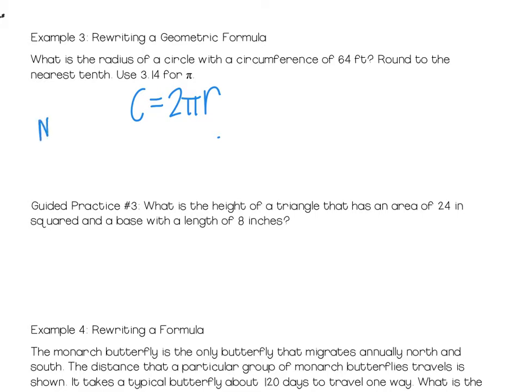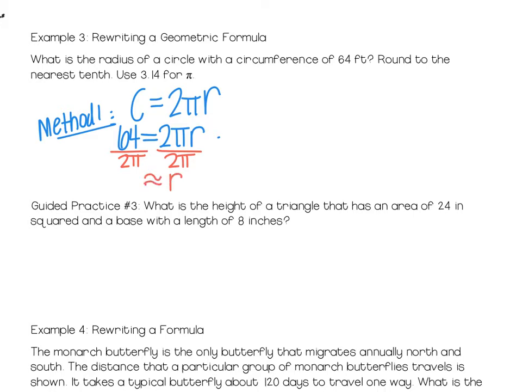So we'll go with method 1, where you just plug in 64 for C and then solve for r. But if you had to do that with a bunch of circles, this wouldn't be the best way. So we're going to divide by 2 pi. And we get r is approximately equal to 64 divided by 2 pi, which is approximately 10.2.